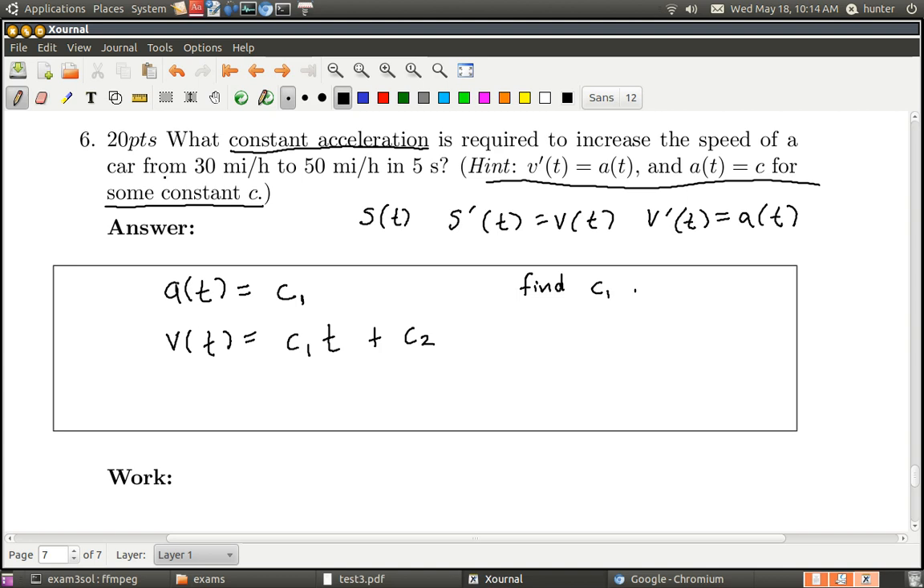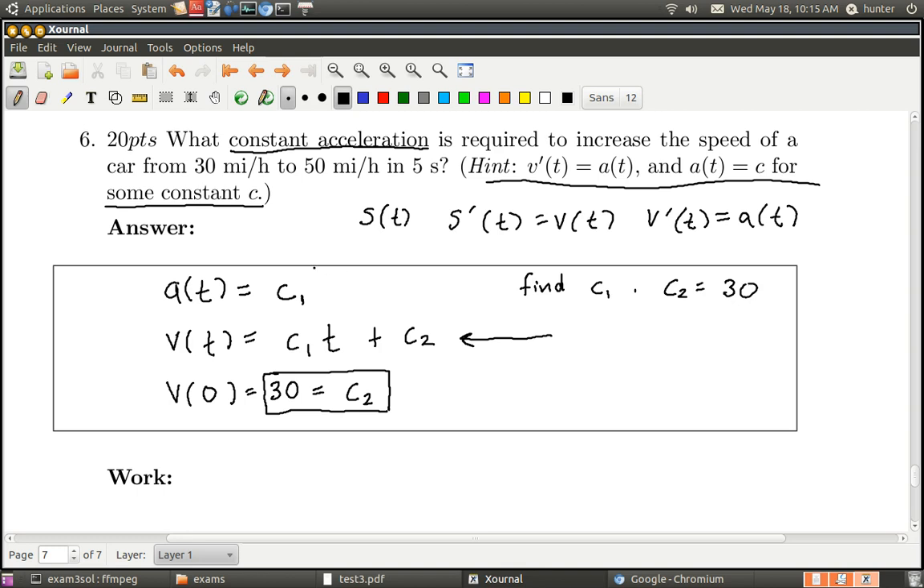Let's imagine it says the car starts at 30 miles an hour and goes to 50 miles an hour. So what does this mean? Let's suppose that the time starts at 0 when the car is going 30 miles an hour. So v0 is equal to 30. On the other hand, it should be the same thing as what I get when I plug 0 into this equation, and so that means that 30 is equal to c2. This is good. There are two constants I don't know, and I just found one of them. So c2 is equal to 30. I'll just write that right here.